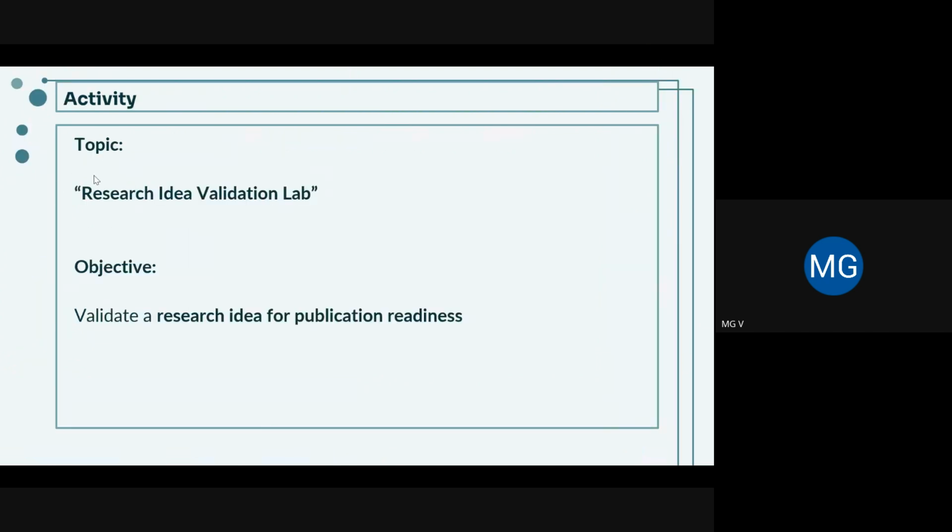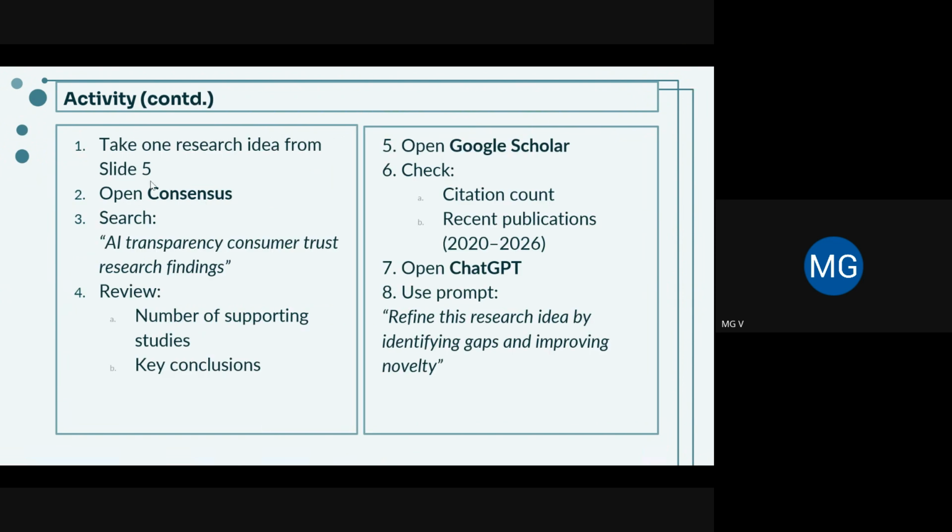Now, activity time, research idea validation lab. That is, we need to validate a research idea for publication readiness. How can we do this? We can take one research idea from the previous slide. Then we can open Consensus and type "AI transparency consumer trust research findings." Then we can review the number of supporting studies and key conclusions. I hope you have seen yesterday that Consensus provides us the number of supporting studies and the key conclusions.